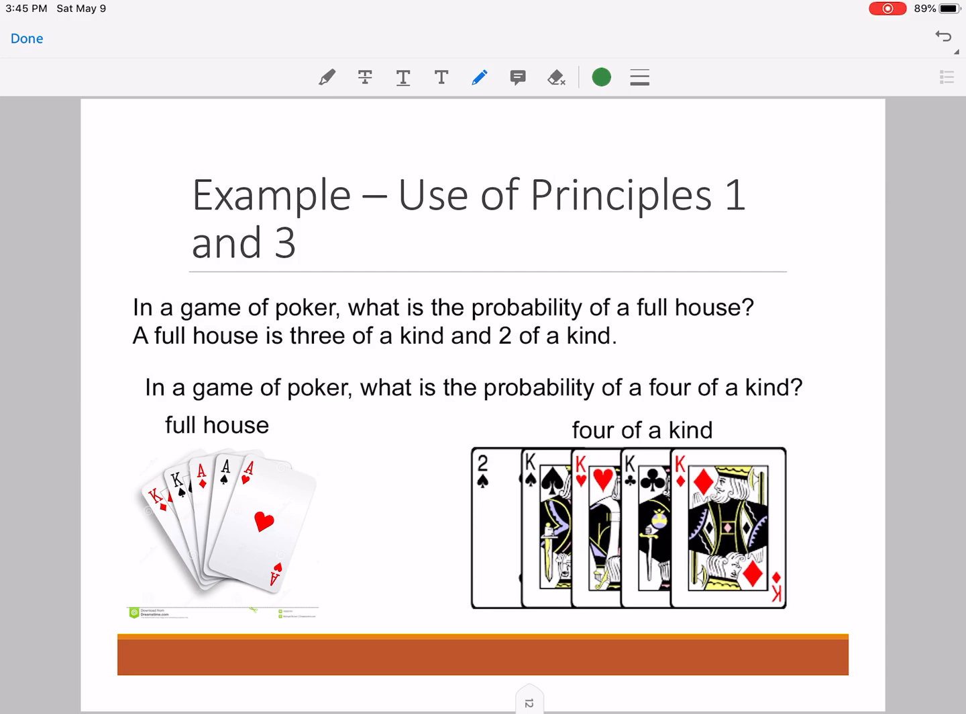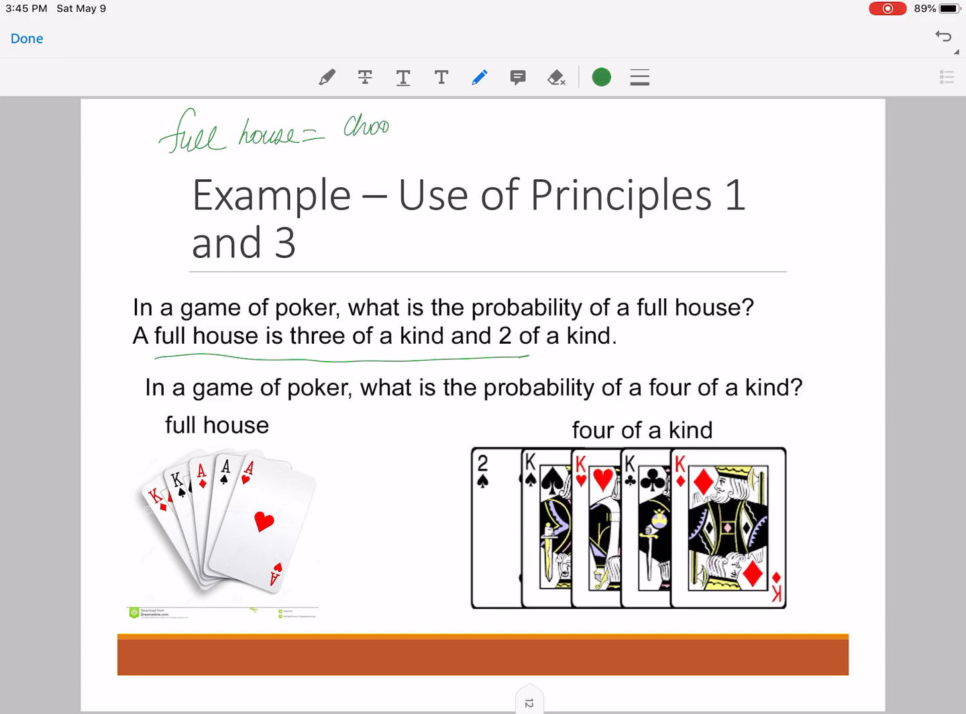I would like for you guys to focus on full house, 3 of a kind and 2 of a kind. Let me give you a hint. Full house can be considered as an experiment which is composed of multiple sub-experiments, which looks something like this. Full house consists of these sub-experiments.